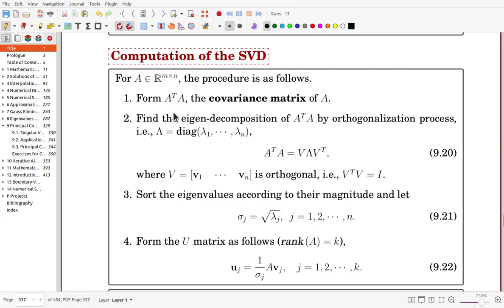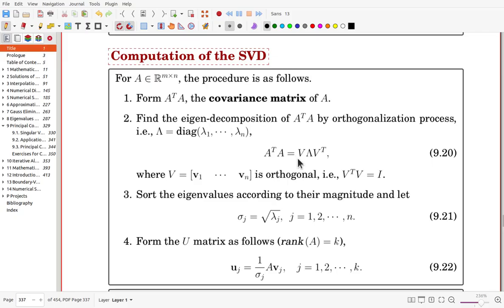To be a covariance matrix, in fact, it must be centered, so for each column you have to subtract the mean, and then form A transpose A. That's the original definition. However, conventionally, we say A transpose A itself is a covariance matrix. Now, for this covariance matrix, we'll try to find the eigen decomposition.